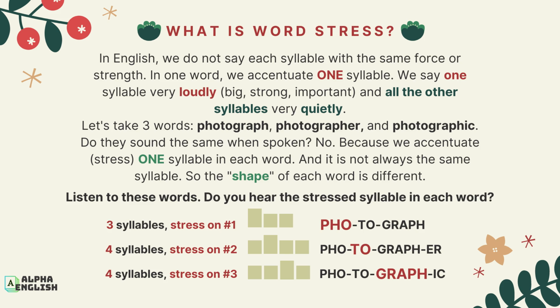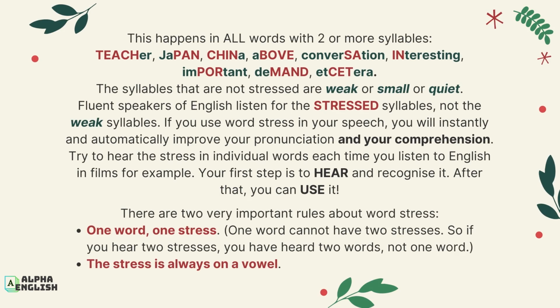Let's take 3 words, photograph, photographer and photographic. Do they sound the same when spoken? No, because we accentuate, stress, one syllable in each word. And it is not always the same syllable, so the shape of each word is different. Listen to these words. Do you hear the stressed syllable in each word? Photograph, photographer, photographic. This happens in all words with 2 or more syllables.